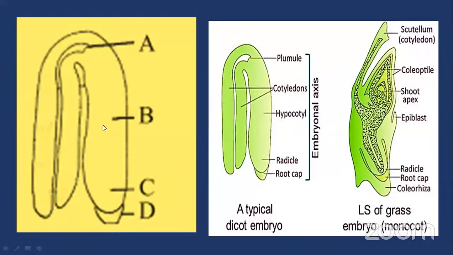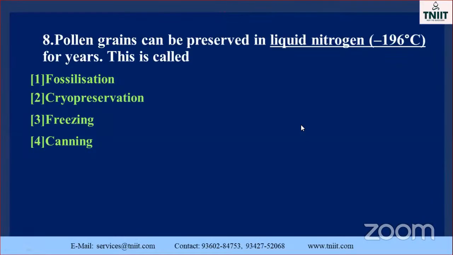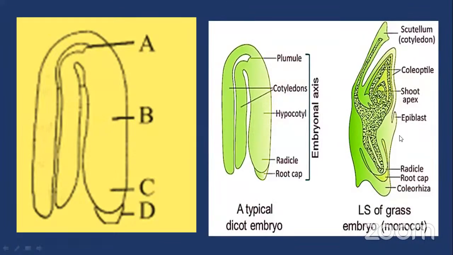Go to the next one. This is the question part. This is the answer part. Here, the plumule is the first one. What about this part? Hypocotyl. These two are cotyledons. See, this one is also a cotyledon. This one is called monocot, and this one is called dicot. Collectively, both are called the embryonic axis. C is the radicle. What about D? Root cap. So the first option is correct.